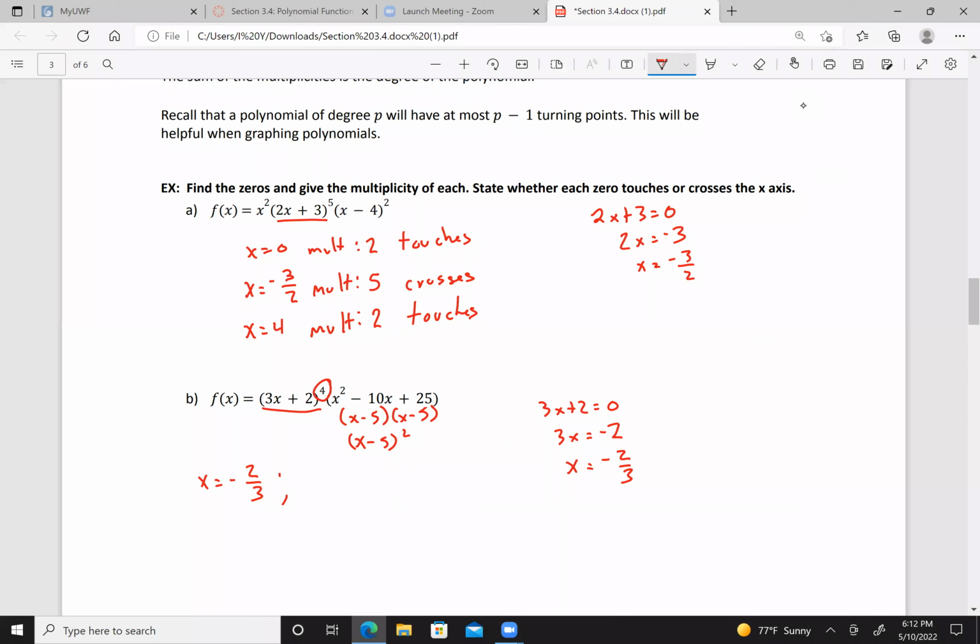X equals negative 2 thirds has a multiplicity of 4. And since it's even, it touches. My next one here, x minus 5, that means x equals 5. It has a multiplicity of 2, which also means it touches.